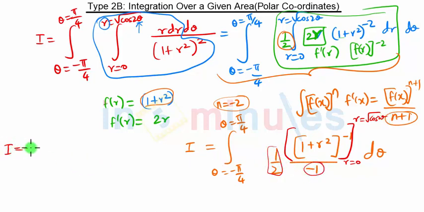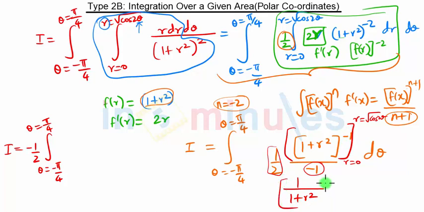We will get I equal to minus half integration of theta equal to minus pi by 4 to theta equal to pi by 4. Now 1 plus r square the whole raised to minus 1 is nothing but 1 upon 1 plus r square, and here we are applying the limits r equal to 0 and r equal to root of cos 2 theta. So this term will be upper limit minus lower limit.